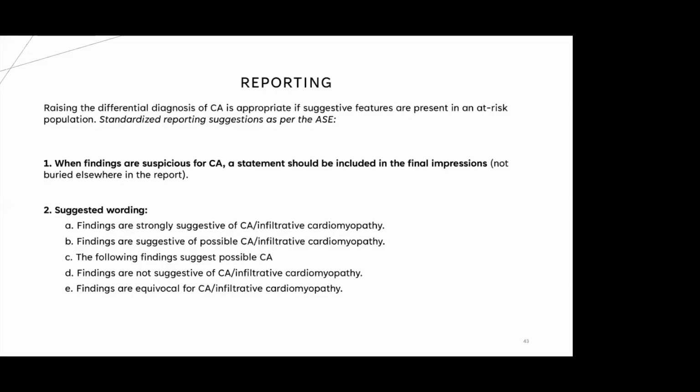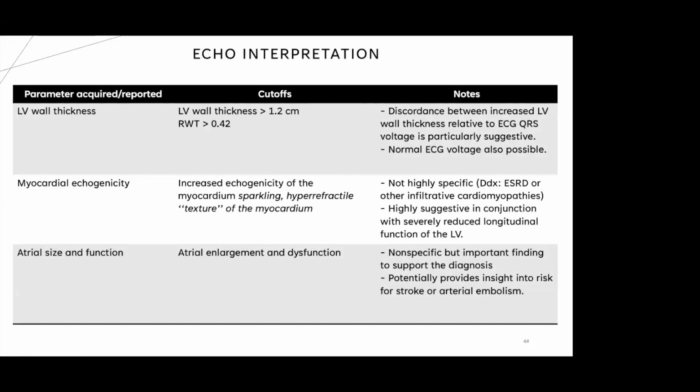The next part of my talk is going to focus on how we report these findings and interpret the echo. The American Society of Echo recommends that if our findings are suspicious for CA, we should make that obvious in our final impression and try not to bury this somewhere in the report where clinicians might miss it. We should use wording like strongly suggestive of CA or infiltrative cardiomyopathy, or not suggestive, and help our clinical colleagues know that this could be concerning and that they should do further testing for these patients.